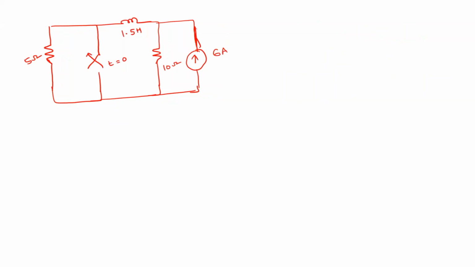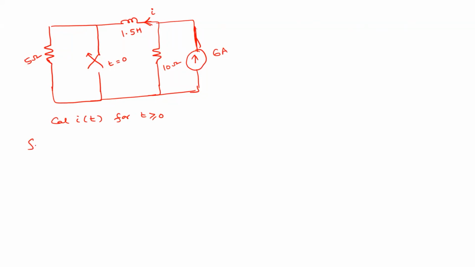This particular switch is open at t equal to 0. So this switch is closed for a long time, and it is open at t equal to 0. So this is the inductor current I. So calculate I of t for t greater than or equal to 0. The switch is closed for a long time and it is open at t equal to 0 seconds.